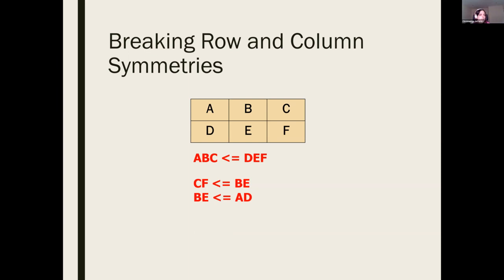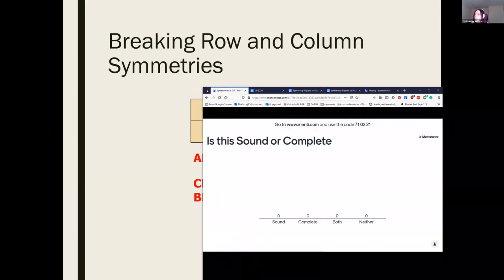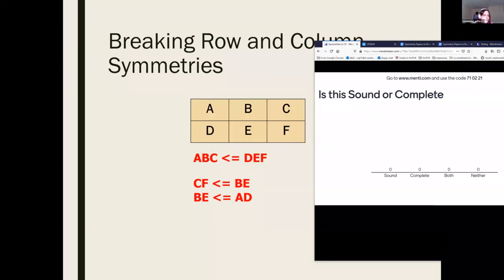So this is our next question, and I'll pop this up here to remind you what the magic code is. What is going on? If you've forgotten the Menti code from earlier and you've closed the page, this is hopefully written at the top. So is this symmetry breaking method sound, complete, sound and complete, or neither sound nor complete?